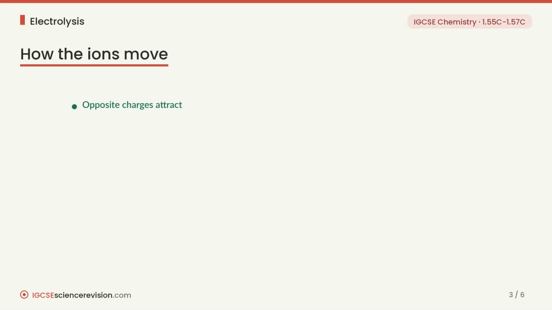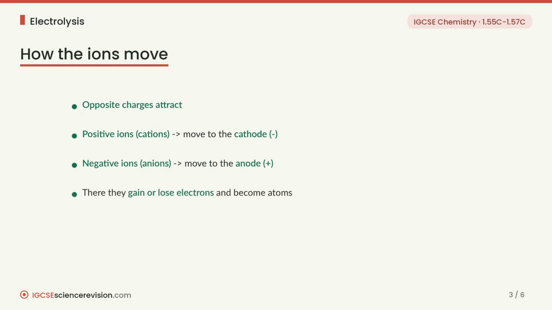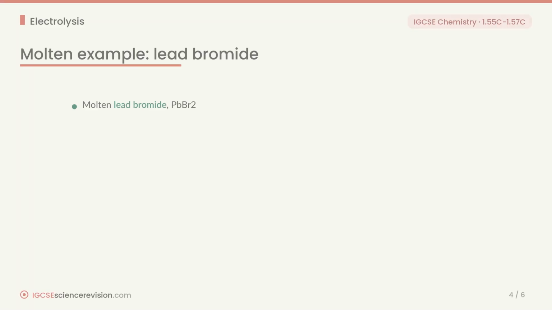Once the ions are free to move, the rule is simply that opposite charges attract. The positive ions, called cations, are drawn to the negative electrode, the cathode. The negative ions, the anions, are drawn to the positive electrode, the anode. When they arrive, they gain or lose electrons, turning back into neutral atoms, and that's how the compound is split into elements. Let's predict the products for a molten compound.